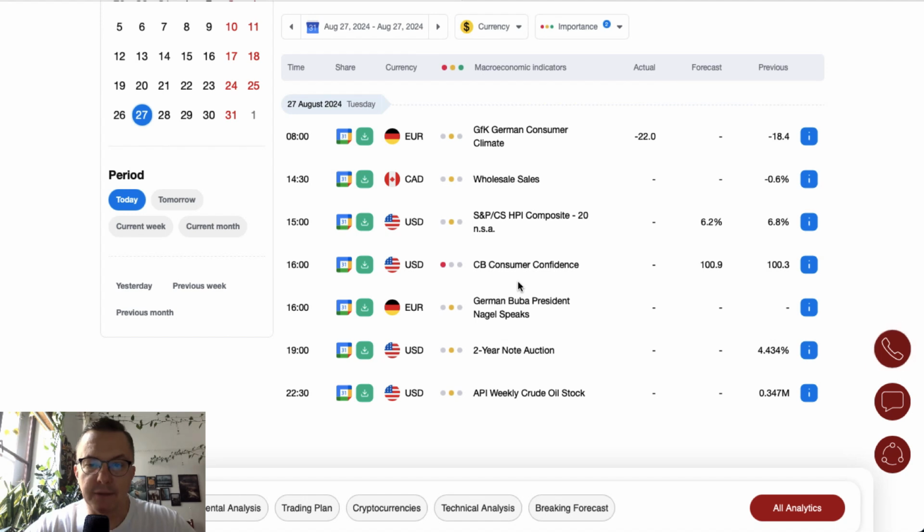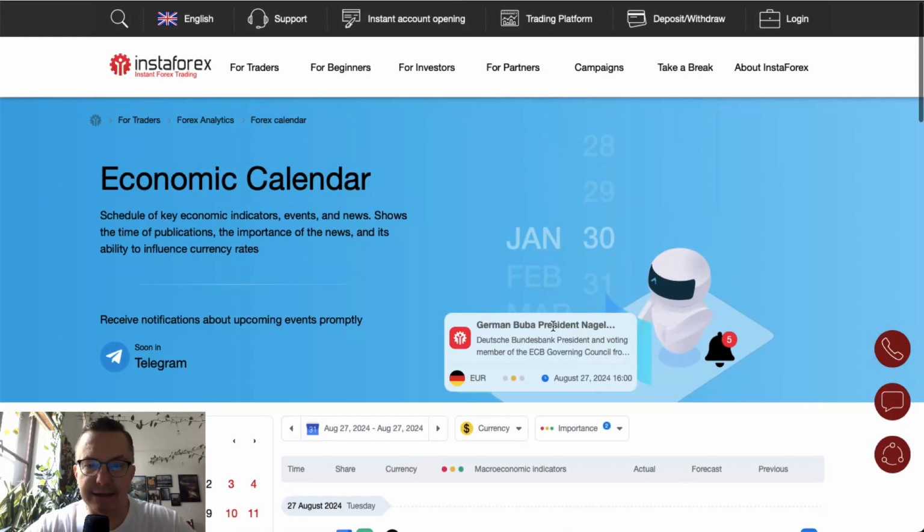CB Consumer Confidence. The confidence should increase from 100.3 to 100.9. German Bundesbank President Joachim Nagel will give a speech at 4 o'clock, and then we got the 2-year note auction at 7 o'clock, and API weekly crude oil stock review at 10:30. So that's about the economic calendar for today.